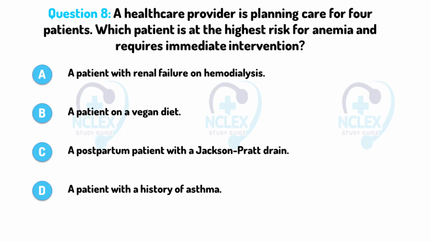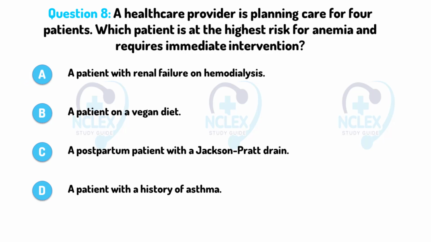Question 8. A healthcare provider is planning care for 4 patients. Which patient is at the highest risk for anemia and requires immediate intervention? A. A patient with renal failure on hemodialysis. B. A patient on a vegan diet. C. A postpartum patient with a Jackson-Pratt drain. D. A patient with a history of asthma.